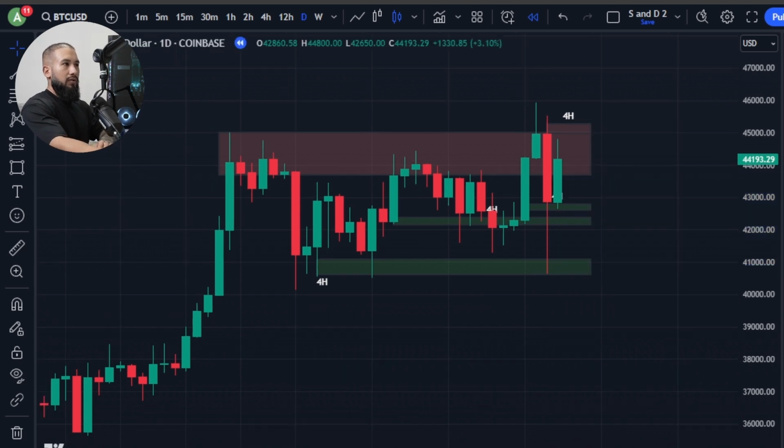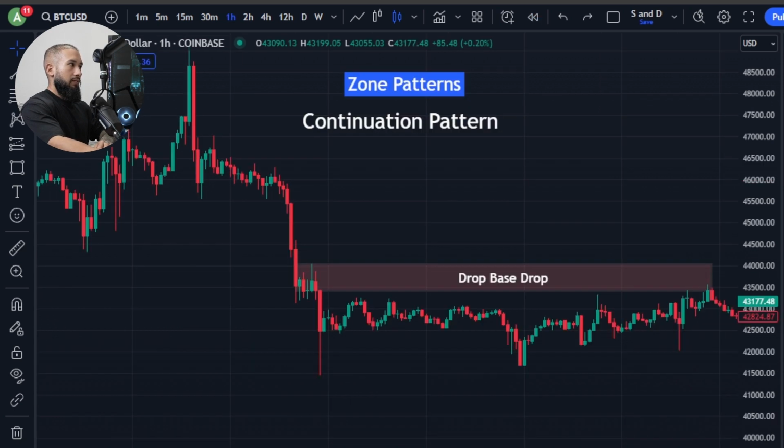All right, now that we have gone over some trade setups using supply and demand zones, we're going to cover zone patterns. Now for zone patterns, we have two types. The first type is a continuation pattern. Here we have an example of a continuation pattern for a supply zone. It's called a drop, base, drop. We have a sell-off, then a base, then a drop. Notice the continuation of price dropping.